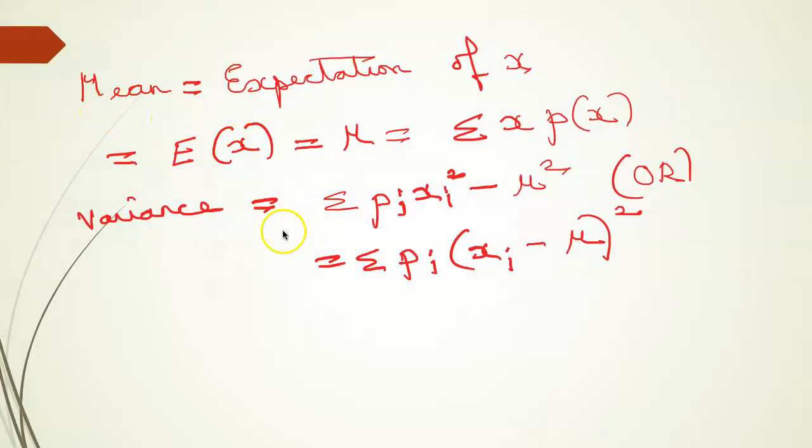Now coming to the mean and variance. Mean is the expectation of x. It's also called E(x) or mu, and it is defined as summation p x. Variance is denoted by sigma squared and it is summation pi xi squared minus mu squared, or summation pi into (xi minus mu) the whole square.